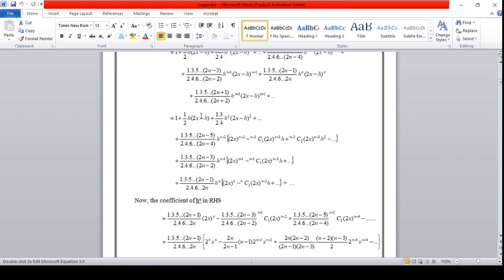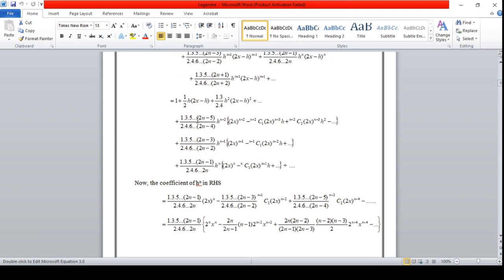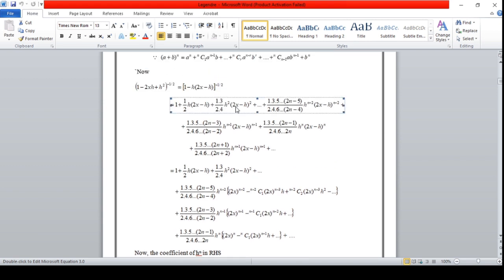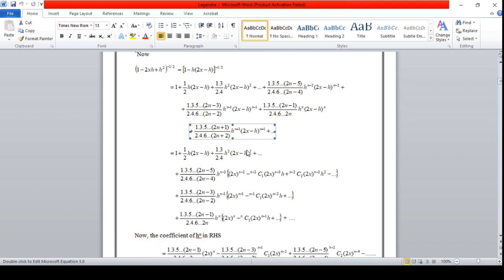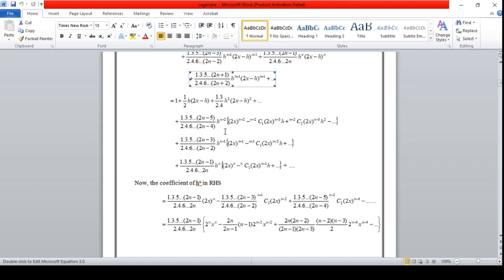Next step, this is the 1 plus 1 upon 2 h 2x minus h, 1·3 upon 2·4 h square (2x minus h) raised to the power 2, plus the middle term is here, apply in this function (2x minus h) raised to the power n minus 2. Apply binomial expansion here also.